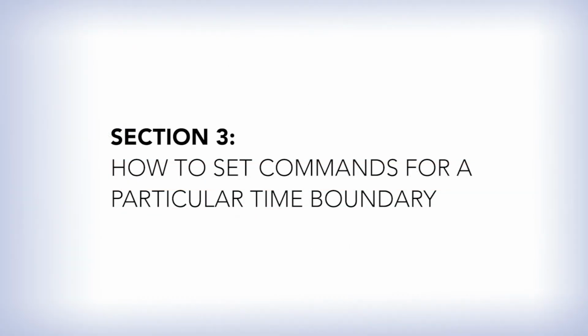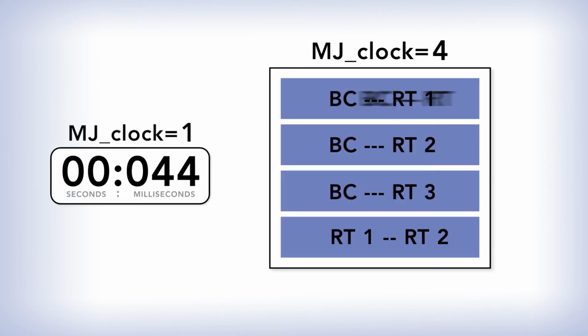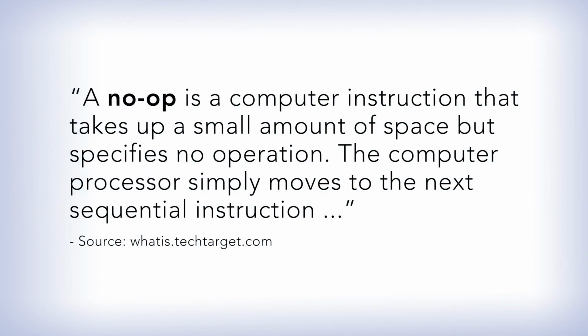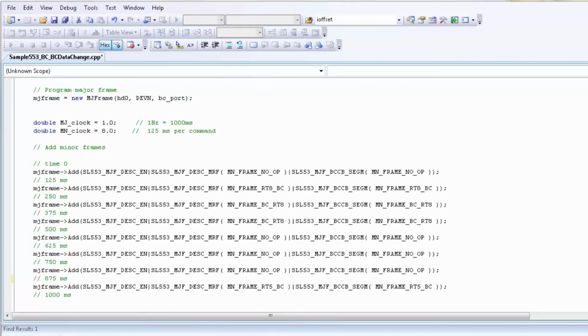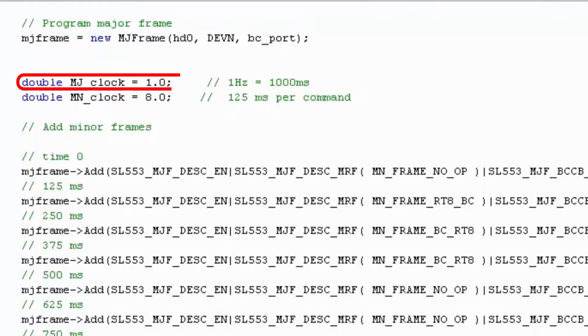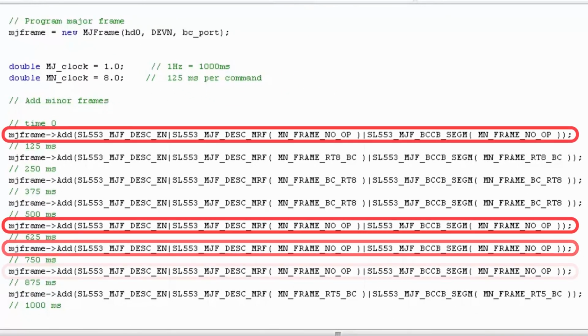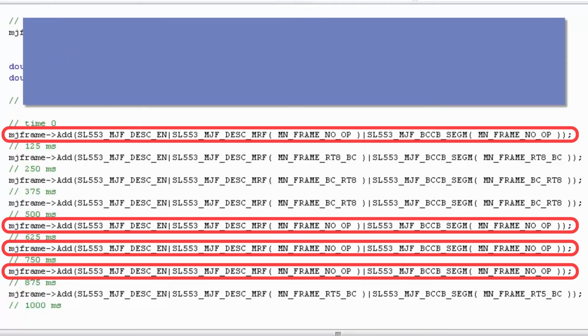Section 3. How to set commands to go on a particular time boundary. If you need to make minor frames execute at a certain point in the major frame cycle, you need to add no-op commands. For example, say the major frame clock is 1 Hz and you have 4 commands, but you actually need them to go out at 1/8 of a second boundaries. You will need to add no-op commands to accomplish this.